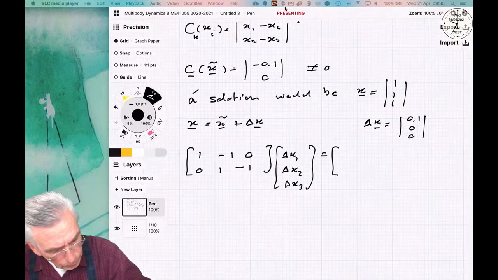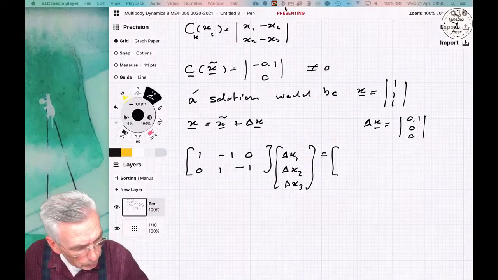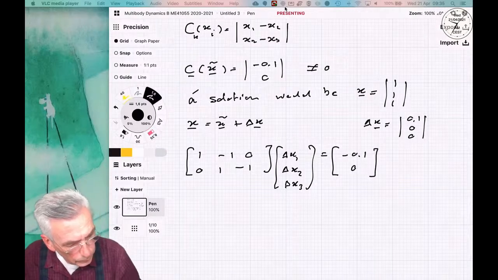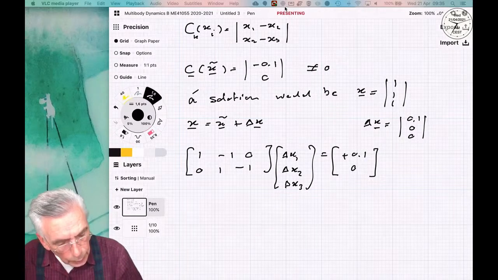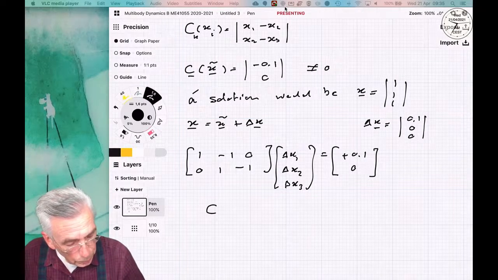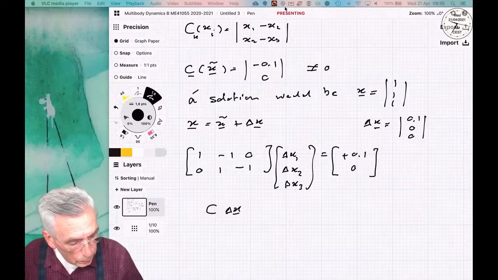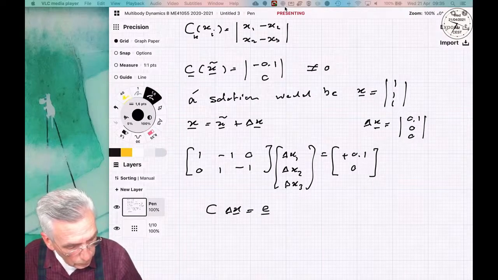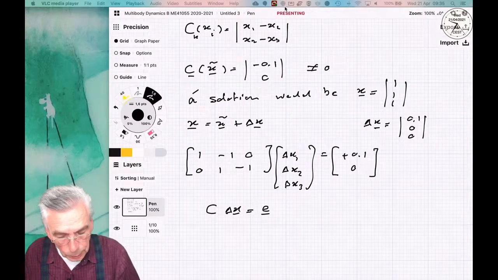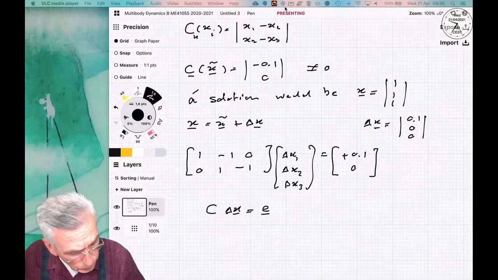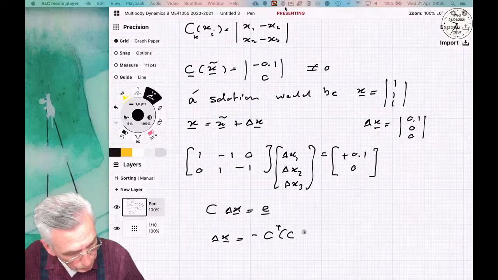So we have to do a minus 0.1 and a 0 here. Or a plus, because we put the arrow on the other side. Okay. So how we're going to solve this C delta x is E, right? Again, with this Moore-Penrose inverse. So we get delta x equals this minus C transpose (C C transpose) to the power minus 1 E.